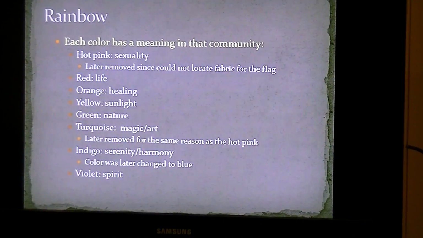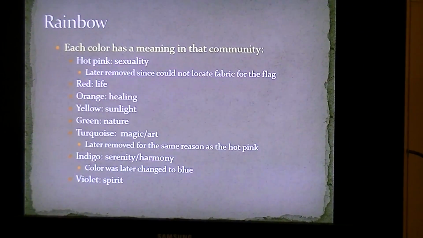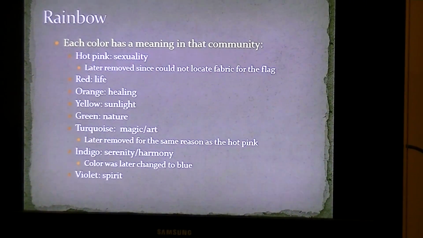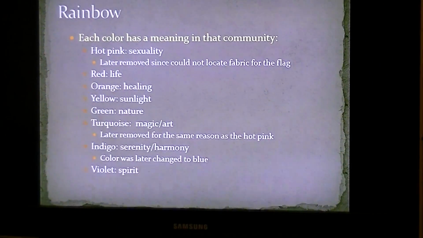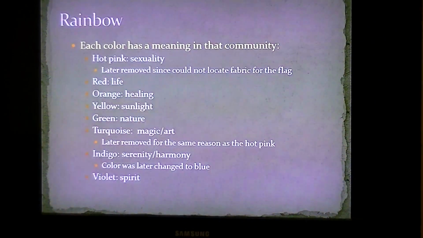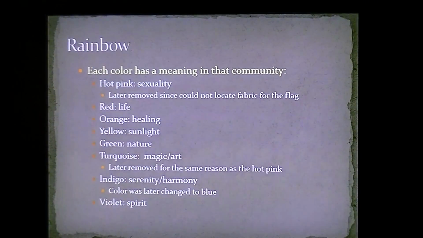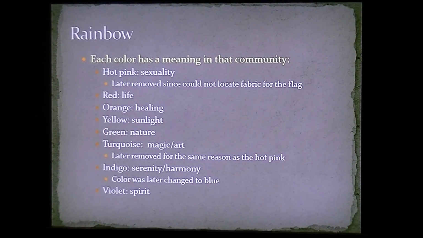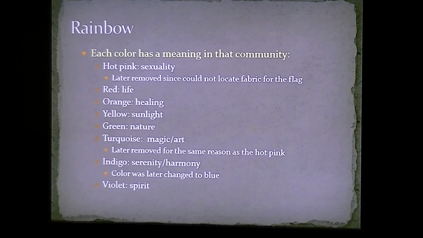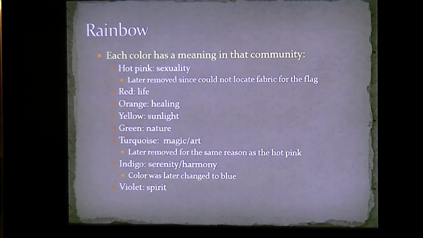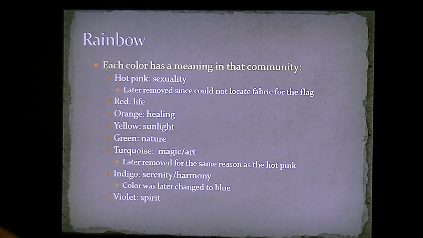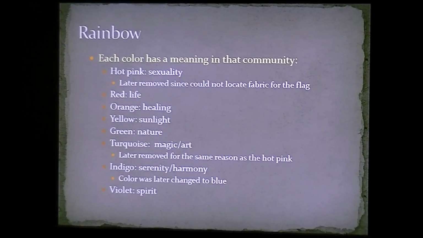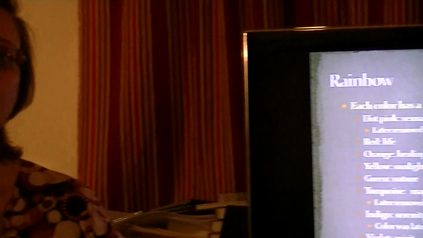Red was life, orange is healing, yellow was sunlight, green nature, turquoise was magic and art. That was another fabric they couldn't find, so they discontinued that one. Indigo was serenity or harmony. That later became the blue stripe. And then violet, which is the spirit. Again, another example where Satan steps in and takes the beauty that God created and turns it into something not so beautiful.